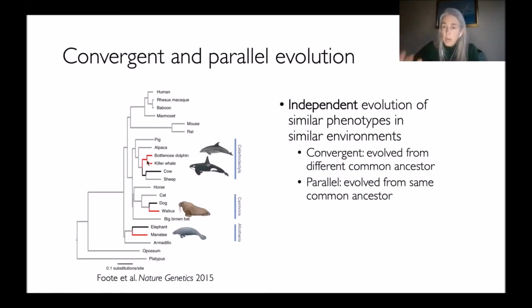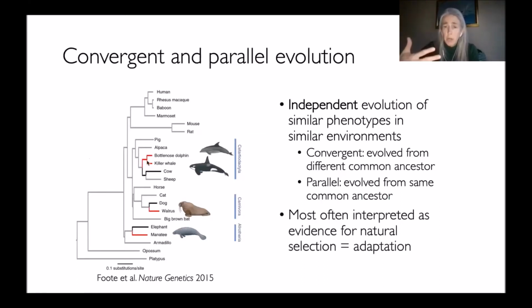The real point I want to make here, though, is that repeated evolution is most often interpreted as evidence for natural selection. When you see the same phenotypes evolving in very similar environments, it suggests that this is not just due to drift, that there's a role for selection, and that the traits you see are adaptations to these different environments. So parallel and convergent evolution provide a test that a locus is under selection.